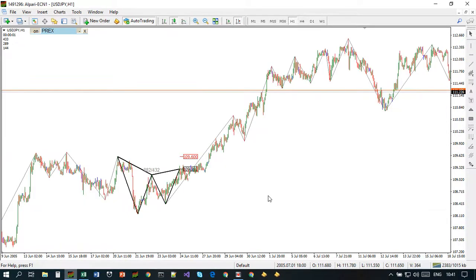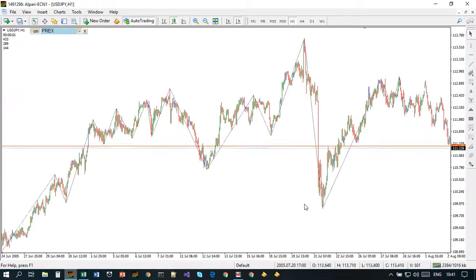What is that? Obviously we more often hit 382. It is an obvious thing. Maybe the 382 is hit a bit more often, but it doesn't mean that the retracement stops at 382.